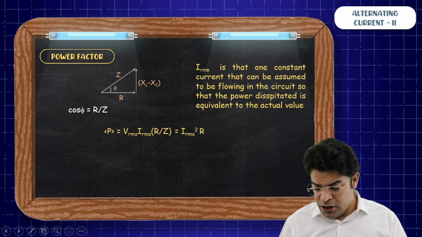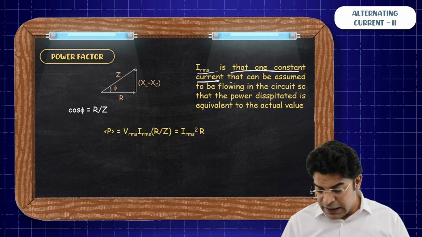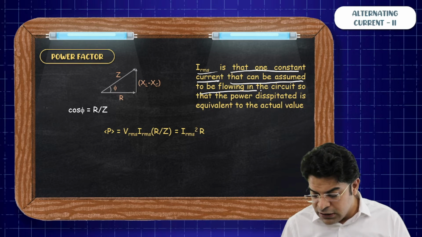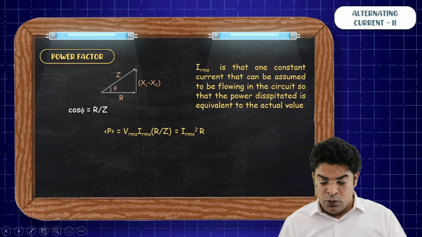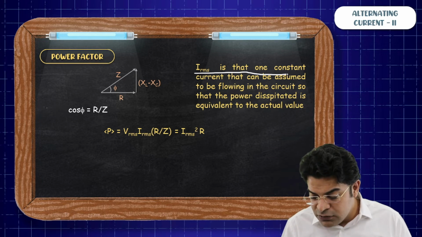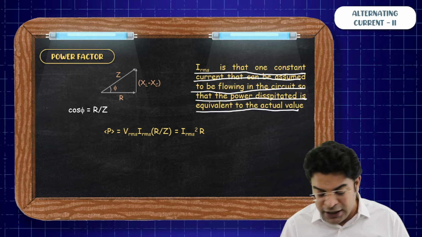Understand that Irms is that one constant current that can be assumed to be flowing in the circuit so that the power dissipated is equivalent to the actual value. Once more, Irms is one constant current that can be assumed to be flowing in the circuit so that the power dissipated is equivalent to the actual value.